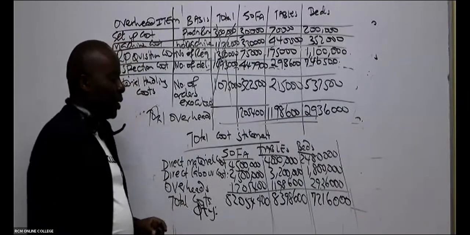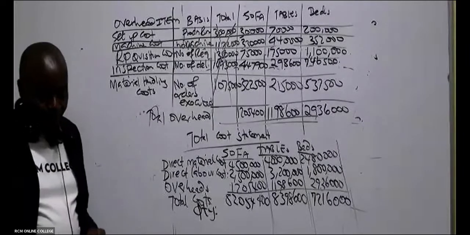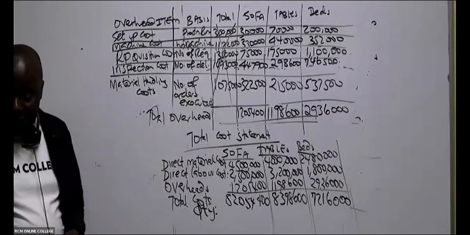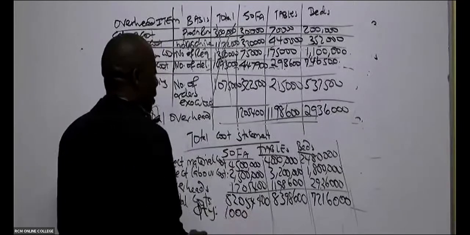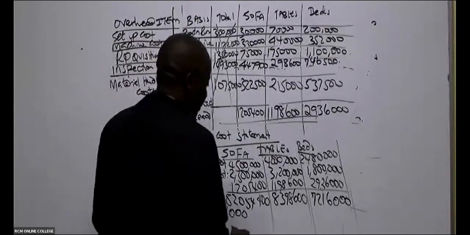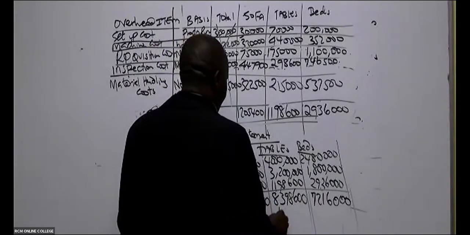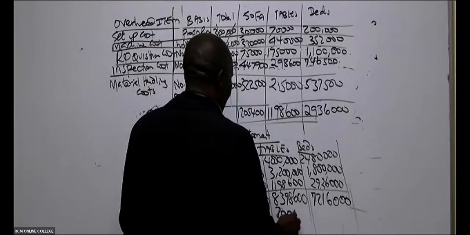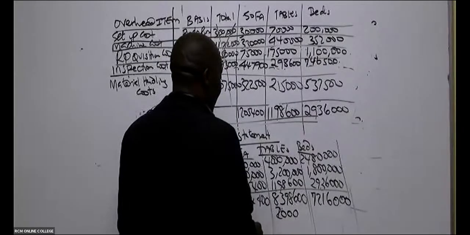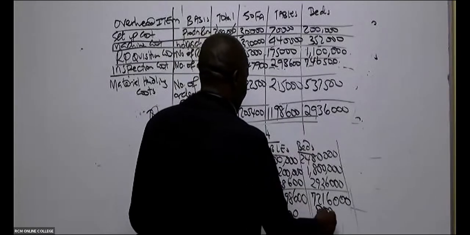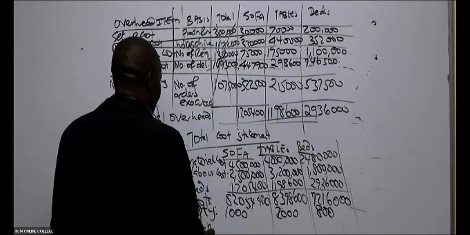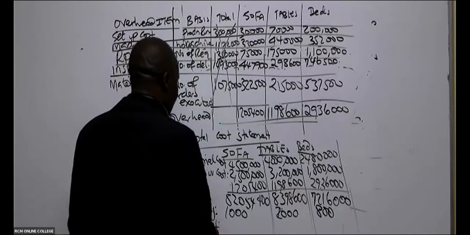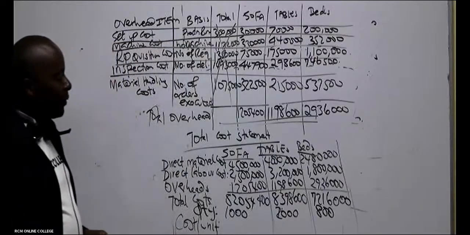How many sofas are we supposed to produce? 1,000. How about tables? 2,000 tables. How about beds? 800. Thank you so much. So go ahead and give us cost per unit.